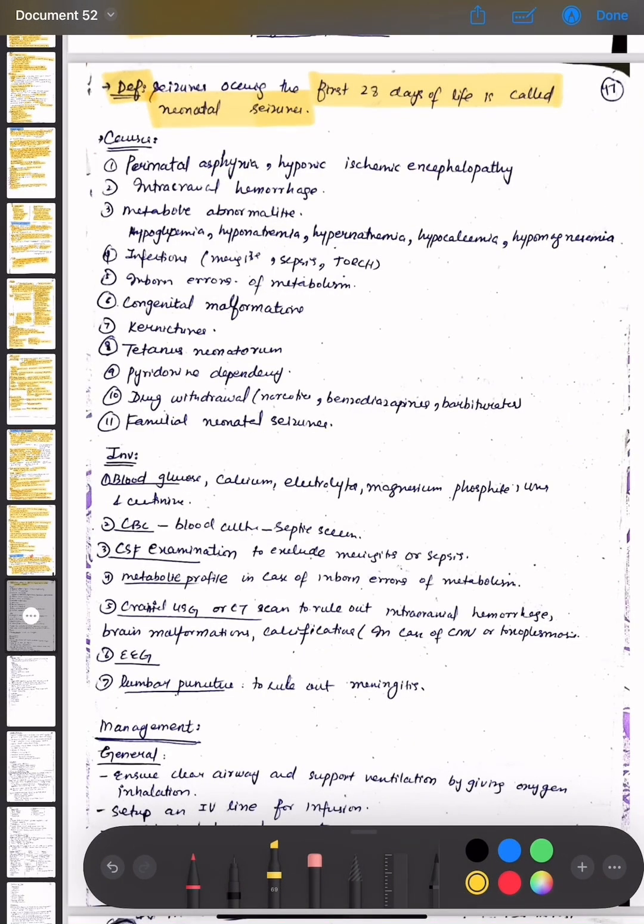We have the definition that seizures occurring during the first 28 days of life are called neonatal seizures. The seizures are termed neonatal when they occur in the first 28 days of life.